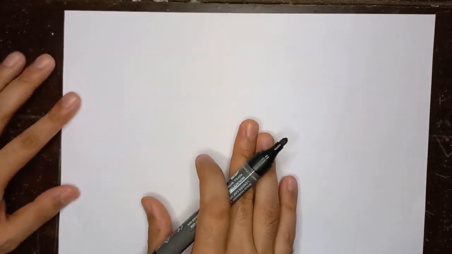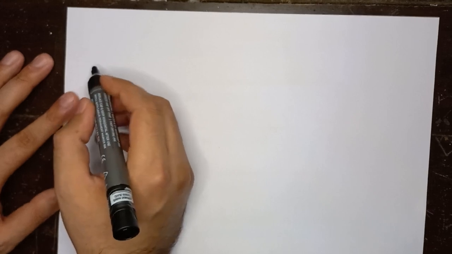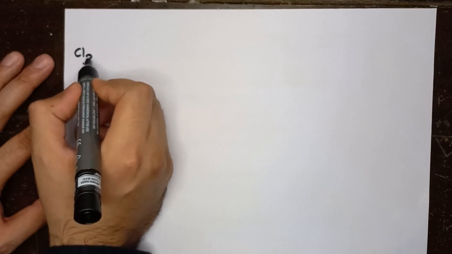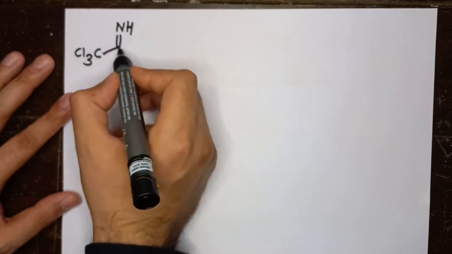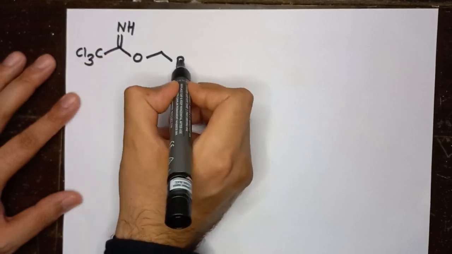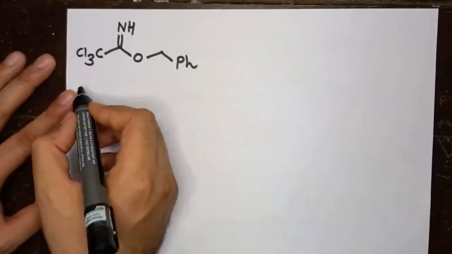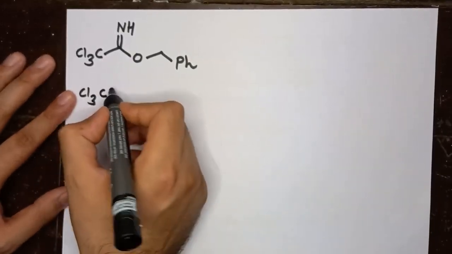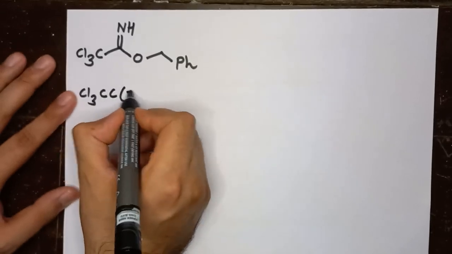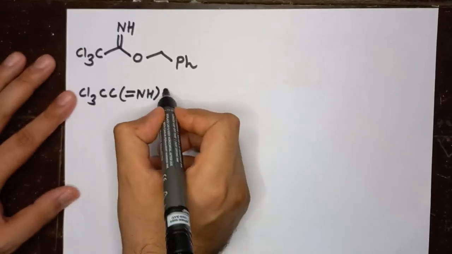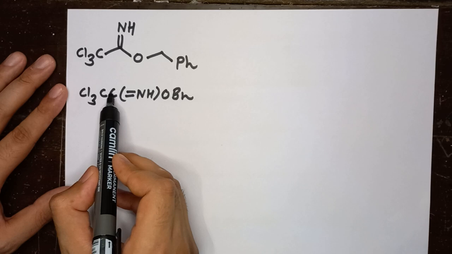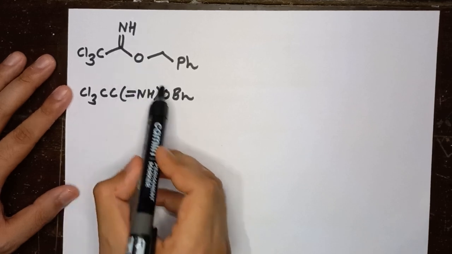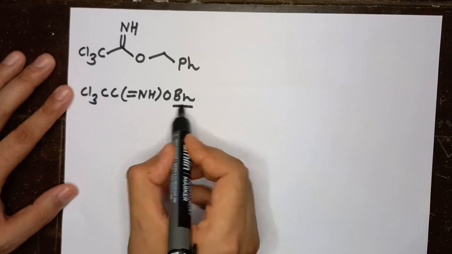Okay, I have found one very interesting question. So the starting material is this. This can be written as Cl3C double bond NH, OBn. So this CCl3 is here, this carbon is this carbon, this is double bond NH, and this is my oxygen, and this CH2Ph can be written as a benzyl group.